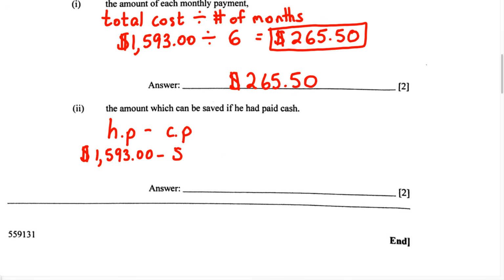Therefore, we're going to have $1,391.05. Now, when we put this in our calculator, we're going to get $201.95. So if he paid cash, he would have saved $201.95. This is the last question on the BGCSE Paper 1 exam for 2019.